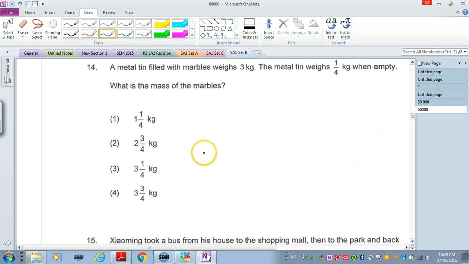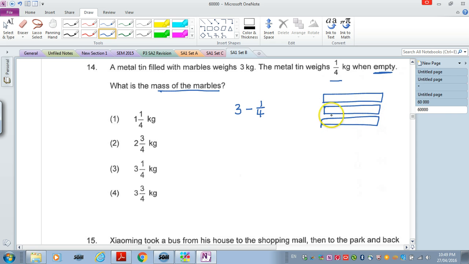Question 14. A metal tin filled with marbles weighs 3 kg. The metal tin weighs 1/4 kilogram when empty, so without the marbles. So I want to find the mass of the marbles. I take 3 kilograms minus 1/4. 3 kilograms would be my 3 wholes. And I need to minus off my 1/4. I would be left with 2 wholes and 3/4. So option number 2.